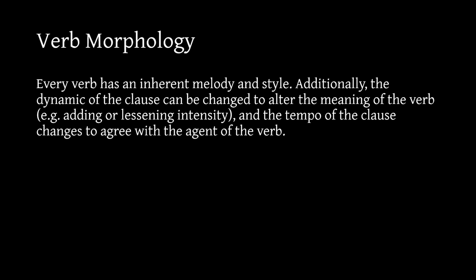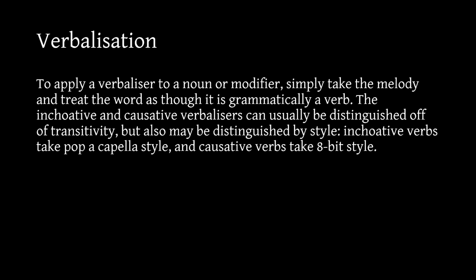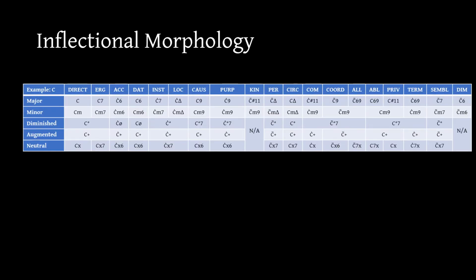As I said before, the tempo of the clause also changes to agree with the agent of the verb, first, second, third person. We can also verbalize nouns using a very simple method described here. Now we move on to the inflectional morphology. So you can see here just a table of the different extensions that nouns take in different cases. And you see it varies depending on the quality of the noun. Like I said before, they can take major, minor, diminished, augmented, and neutral. And since diminished and augmented sevenths are kind of weird with those things, and certain extensions don't work the same way, a lot of cases sort of become ambiguous depending on the quality of the chord.